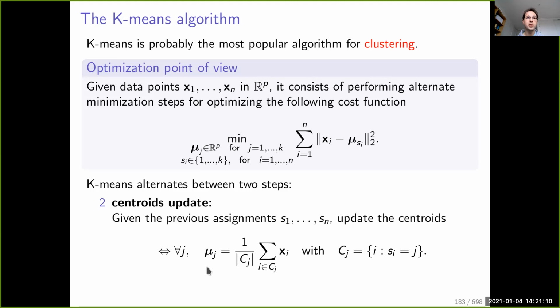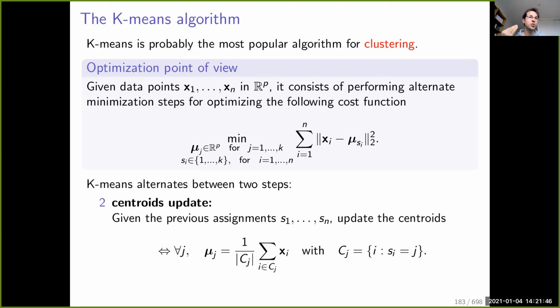Basically, the centroid update consists, for every centroid j, of assigning the average of the points that have been assigned to this cluster. So C_j here denotes the set of indices that have the label j. Again, from an optimization point of view, given fixed centroids, we minimize with respect to assignments, and given fixed assignments, we optimize with respect to the centroids. So we can alternate, and every step will decrease the value of the objective.